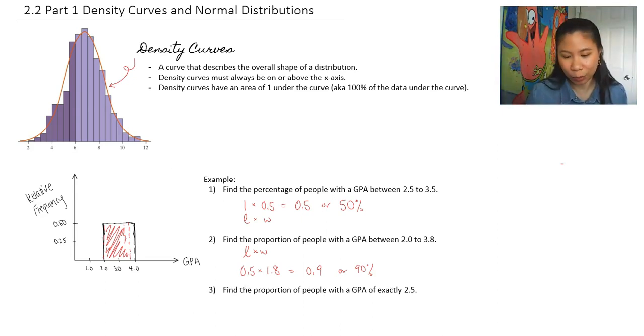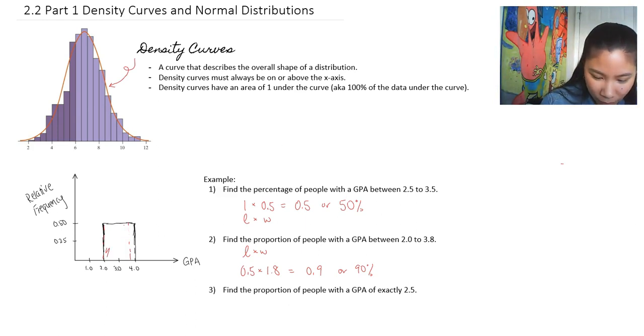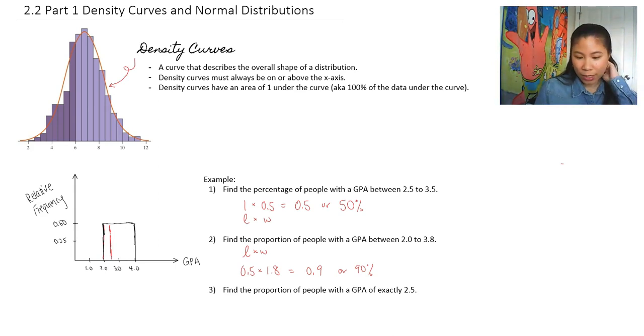For my last example in this scenario, I want to find the proportion of people with a GPA of exactly 2.5. Looking at my picture here, I just want the people who have a GPA of 2.5. If I were to draw that out, it'd be right here, just that line. I'll make it solid instead of dotted. Just that line of people who have an exact GPA of 2.5. I don't know about you, but can you find an area of a line? Because that's really all we have. We don't have any shaded portion.